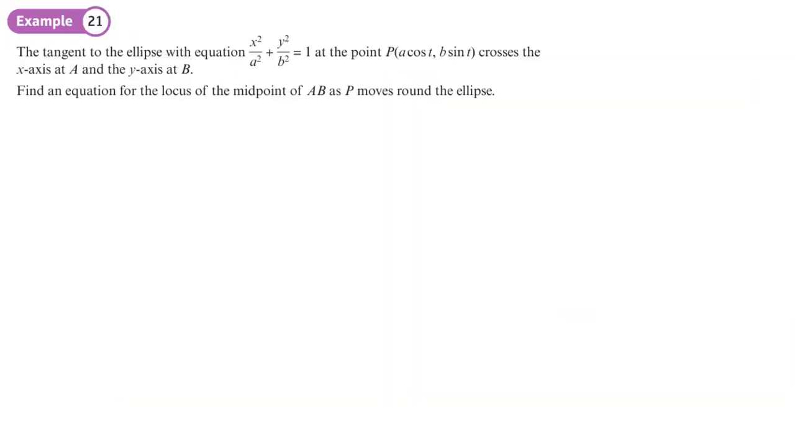Okay, so the tangent to the ellipse with this equation here, so it's just a general ellipse, nothing special about it, not given the values of a and b, at the point P. So there's a tangent at this point. It crosses the x-axis at A and the y-axis at B, so it crosses both the coordinate axes. Find an equation for the locus of the midpoint of AB as P moves around the ellipse.